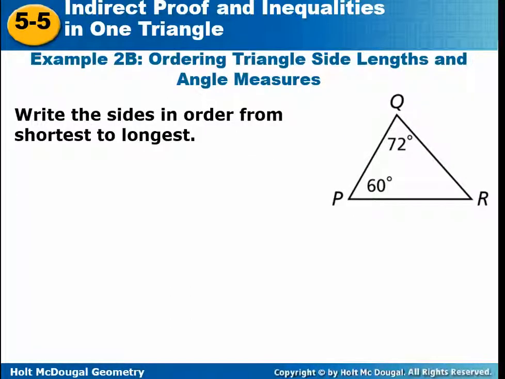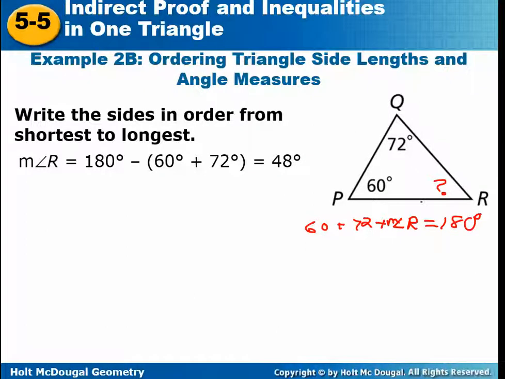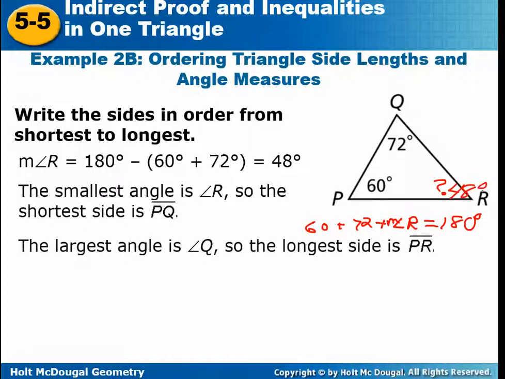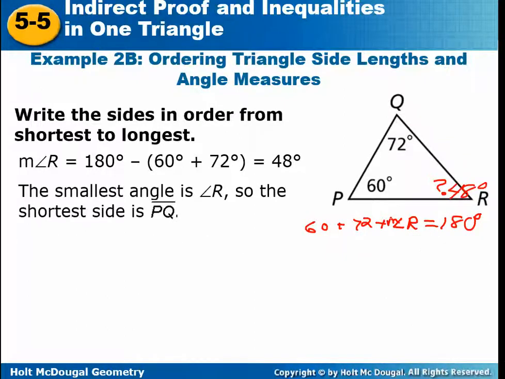Okay, now in this one they give you the angles and you have to find the sides that match. First of all, what is this side? We know that all of these angles have to add together to get 180 degrees. So we've got to find that first. So our first step is to figure out what is the missing angle. It's 48. Okay, that's important. So if it's 48 degrees, then the smallest angle is that one. It's angle R. That means that the side opposite it is going to be the smallest side. What's next? 60 or 72? This one's next. So that's going to be the medium side, and then this will be the largest side.